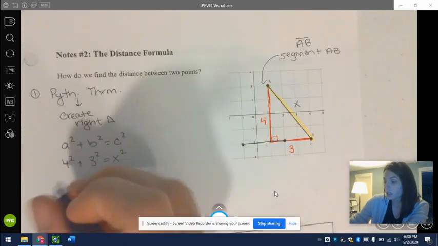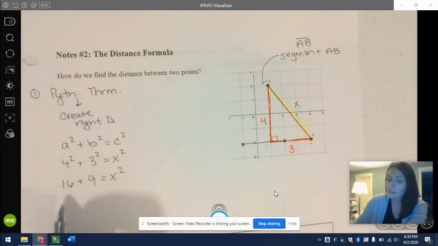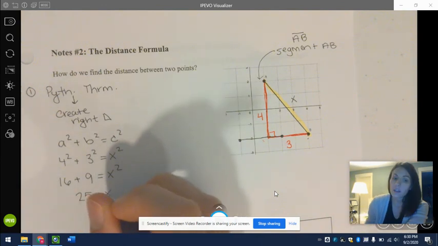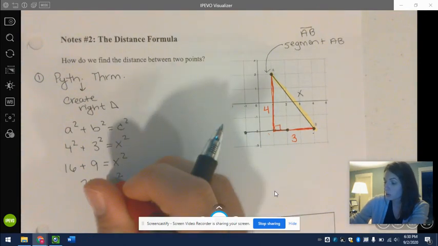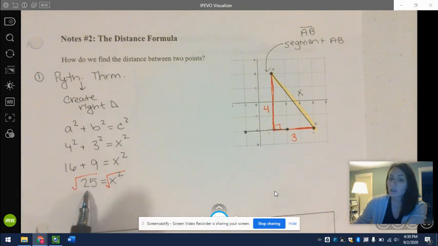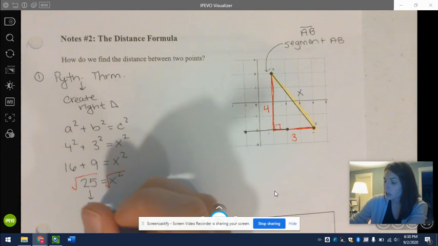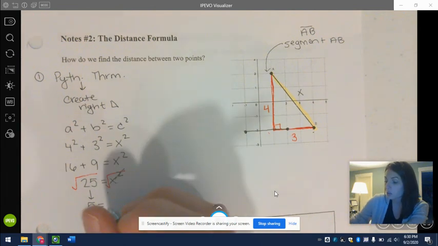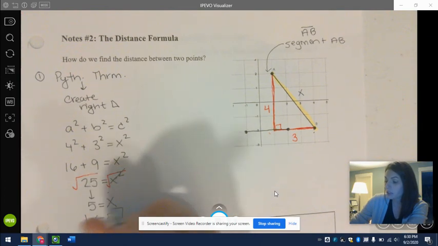4 squared is going to give me 16. 3 squared is going to give me 9. Adding that together gives me 25 equals x squared. Then to get x by itself, we would want to take the square root of both sides. For this example, it's a perfect square, so the square root of 25 is just going to be 5. Last video we talked about how those are inverse operations, so when I take the square root of x squared, it's just going to leave me with x. Or flip that around, x equals 5.